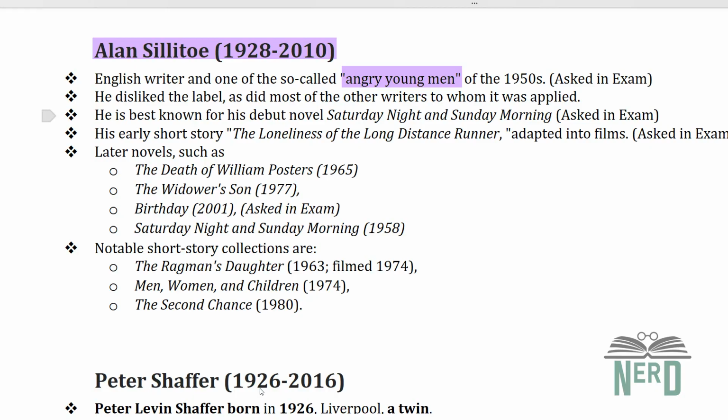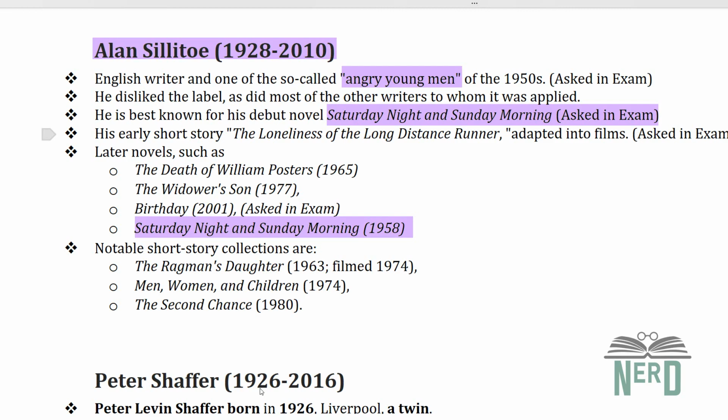He is best remembered for his groundbreaking debut novel Saturday Night and Sunday Morning, published in 1958, and yes, that novel has been asked in exam. It follows the restless factory worker Arthur Seaton, a character who perfectly represents the anger and vitality of post-war youth.